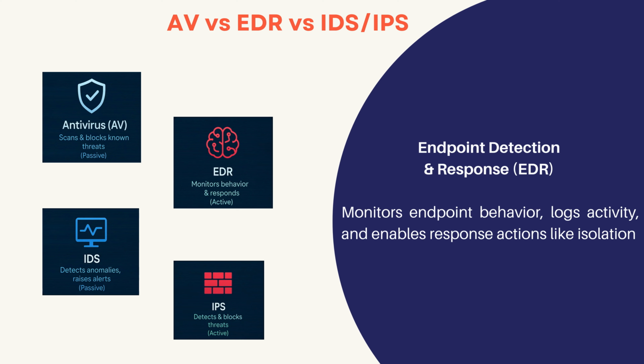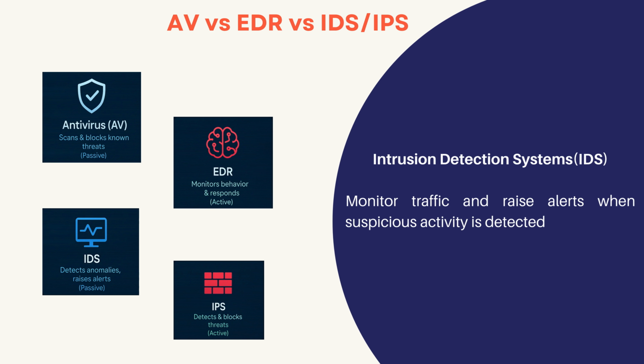Next is endpoint detection and response or EDR. Unlike traditional antiviruses, EDRs constantly monitor endpoint behaviors, tracking logins, file access, processes, and more. If something suspicious happens, it can trigger automated actions like isolating the device. Think CrowdStrike.